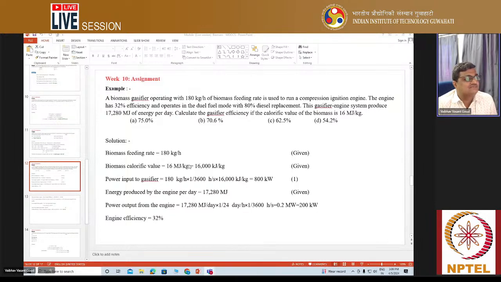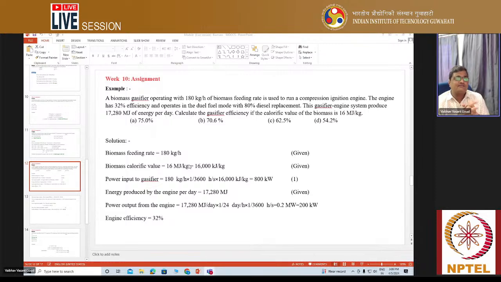So I guess the slides are visible to you now. If you see these slides here, this is the first example in assignment 10. Here, basically, we just need to calculate the gasifier efficiency.